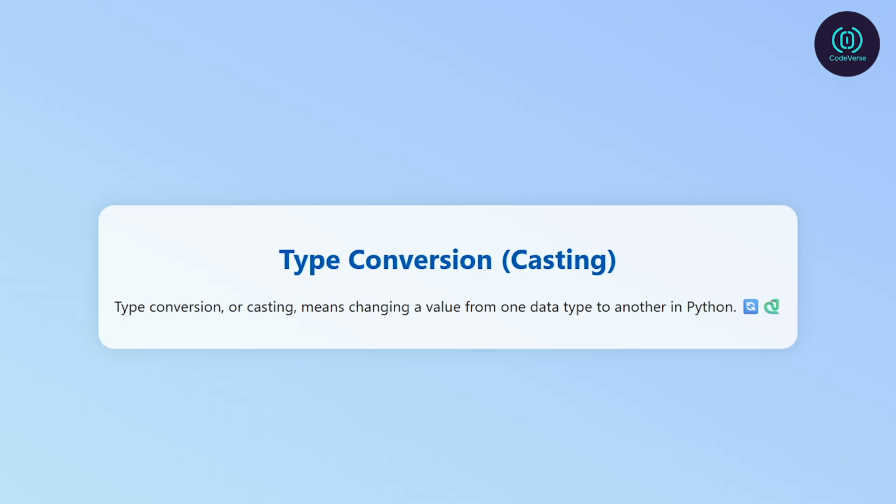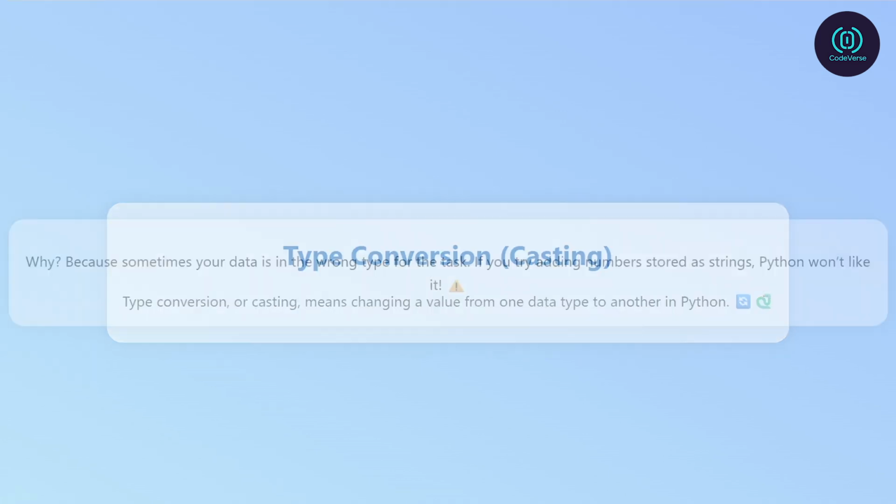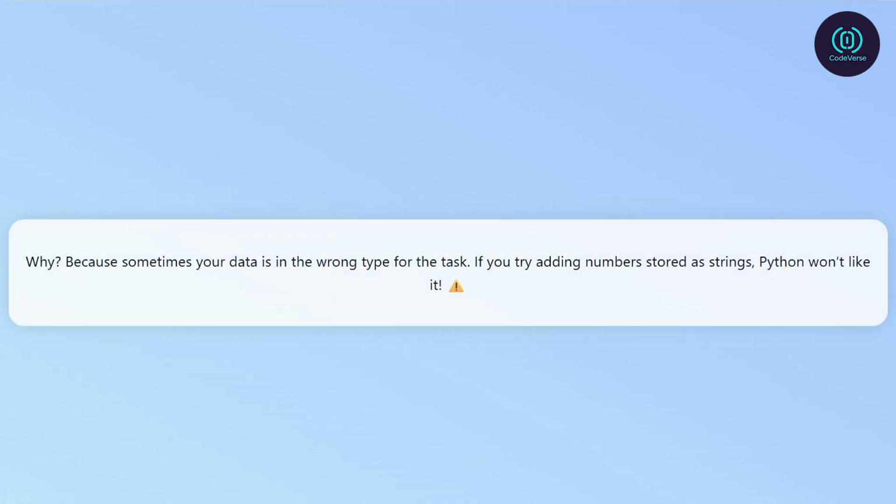Type conversion, also called casting, is the process of changing a value from one data type to another in Python. Why is this important? Because sometimes the data you have is in the wrong type for the task you're trying to do. If you want to add numbers but your data is in strings, or you want to combine text but you have integers, Python will throw an error unless you convert them.